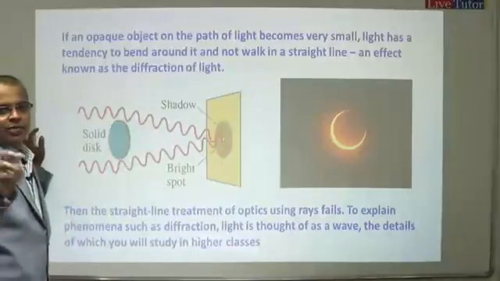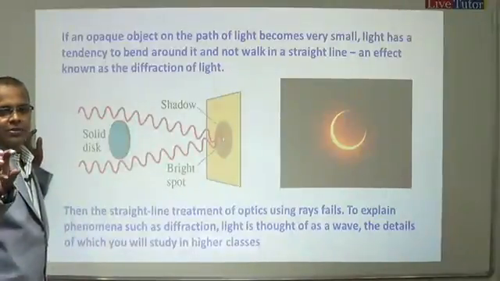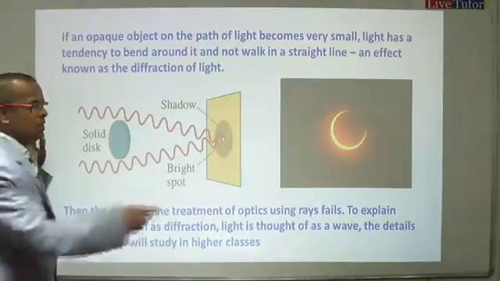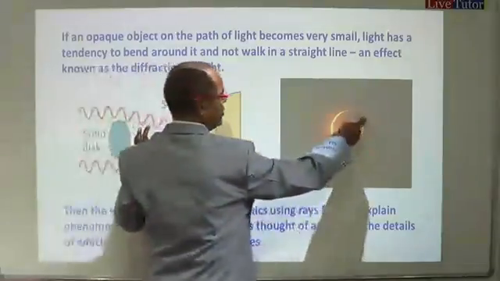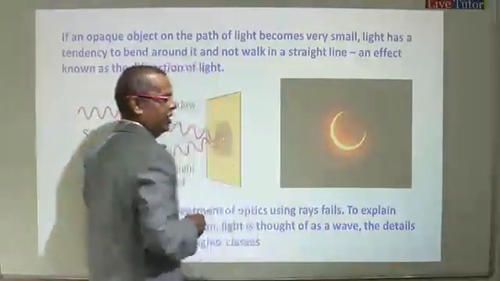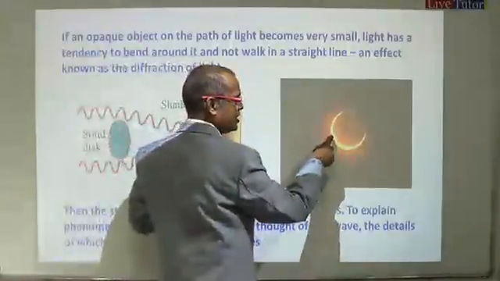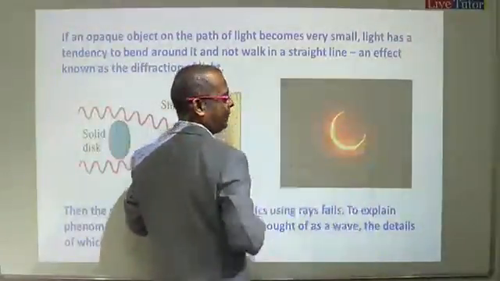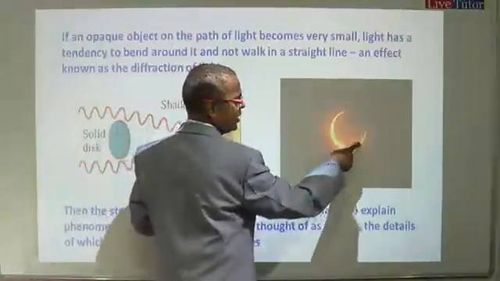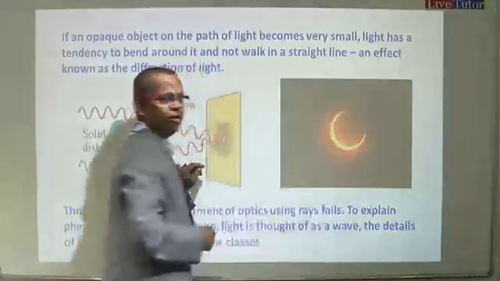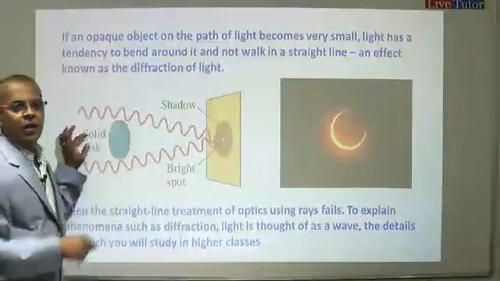And when this object is very small, it seems that light has a tendency to bend around it and not walk in a straight line. This is what I said. You can see here, the moon is hiding the sun, right? Though it is an opaque object, the sun should be hidden completely. But you can see that there is like a diamond ring, gold ring, a light which is visible. Why?